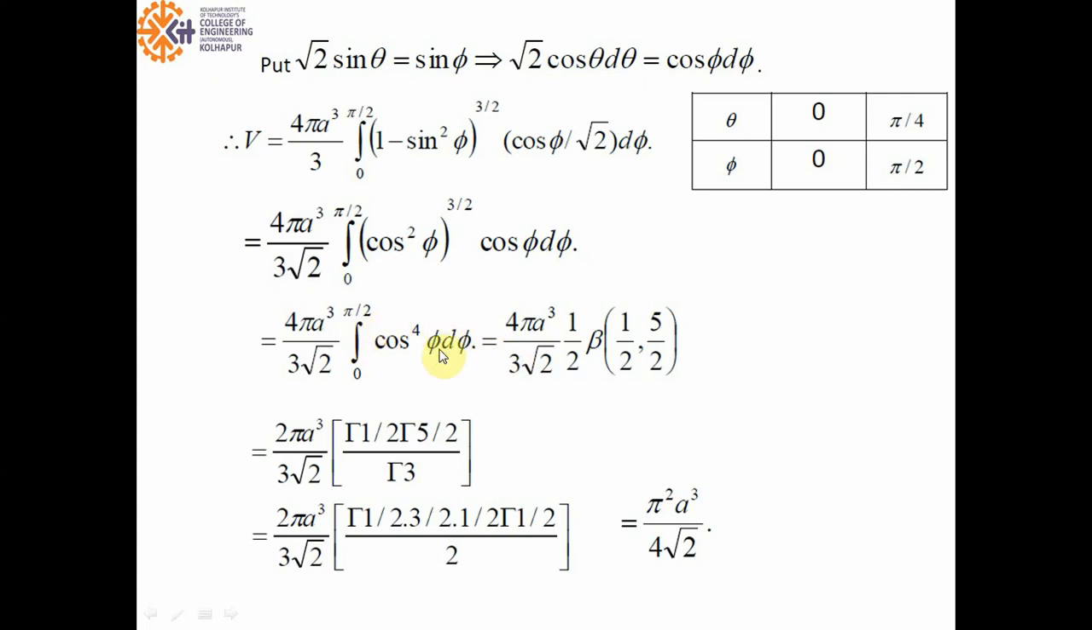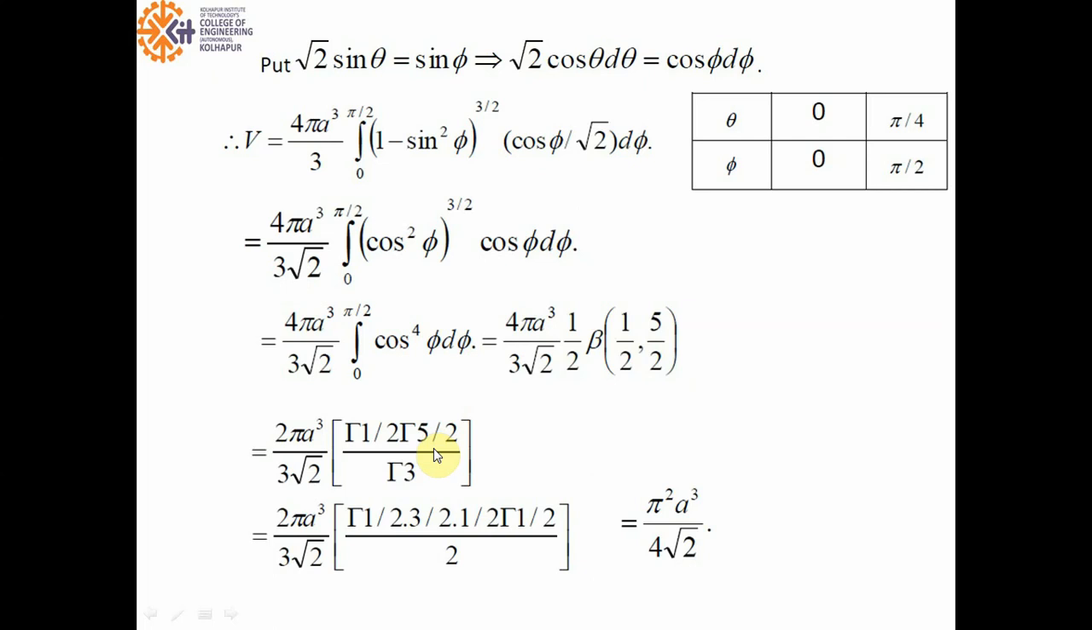Keep the term 4 pi a cube upon 3 into under root 2 as it is, and here we use the property of the beta function, that is integration 0 to pi by 2 sine raised to p theta cos raised to q theta is equal to 1 by 2 beta of p plus 1 upon 2, q plus 1 upon 2. So by using this formula, here we get the value of this integration. It is 1 upon 2 beta of 1 by 2 comma 5 by 2.